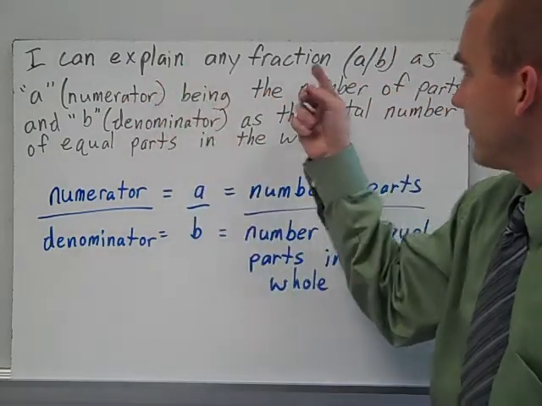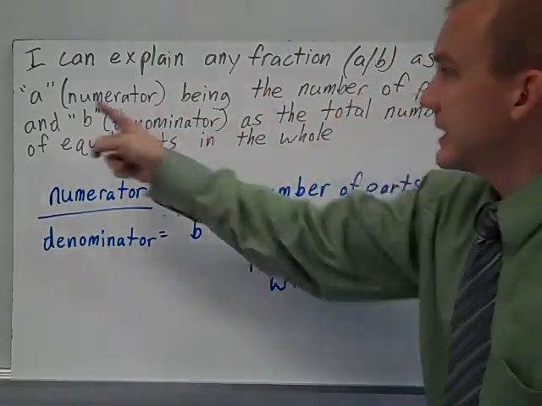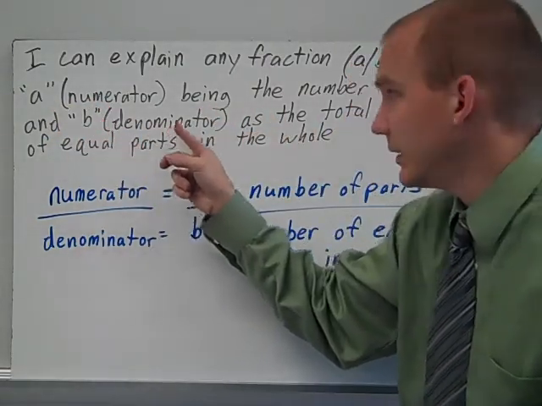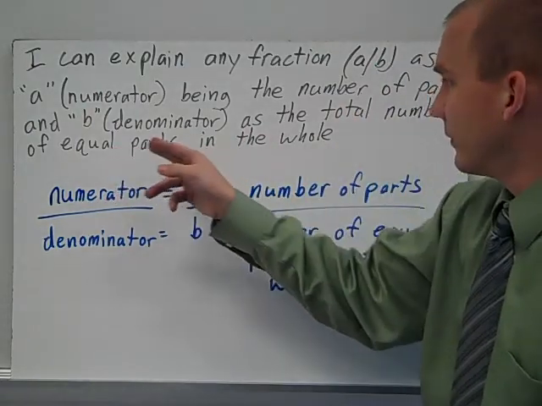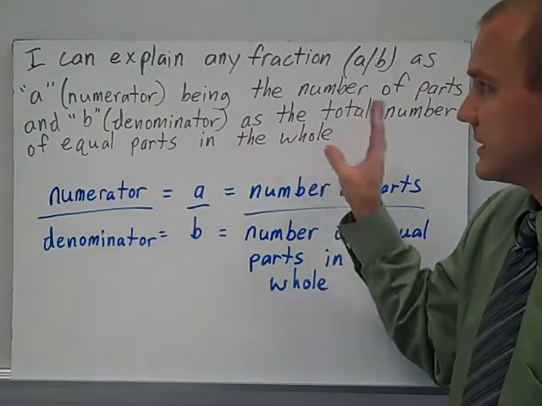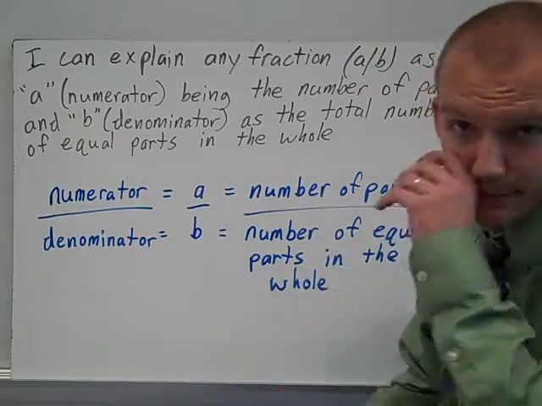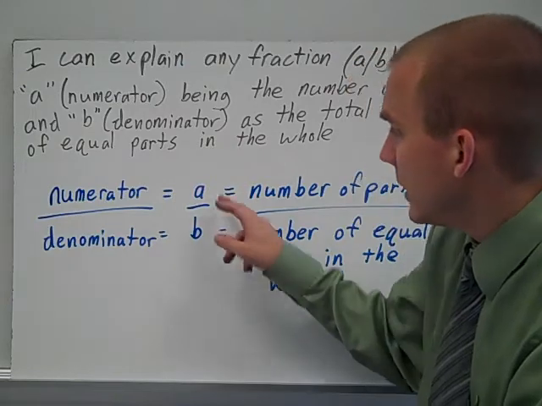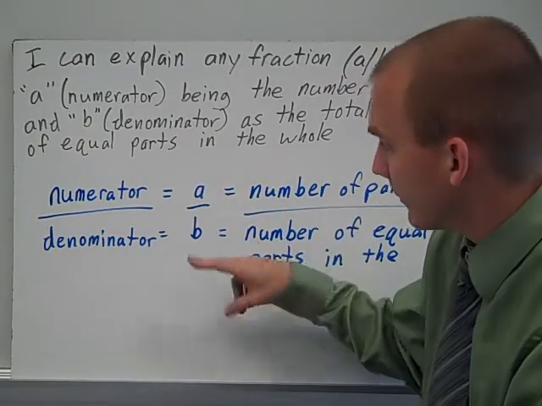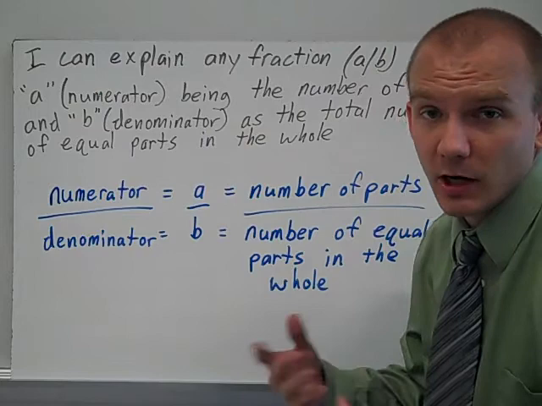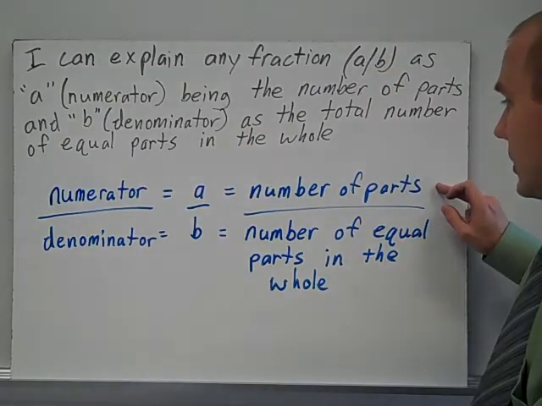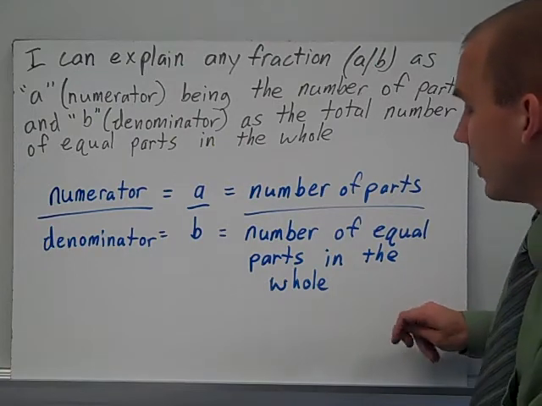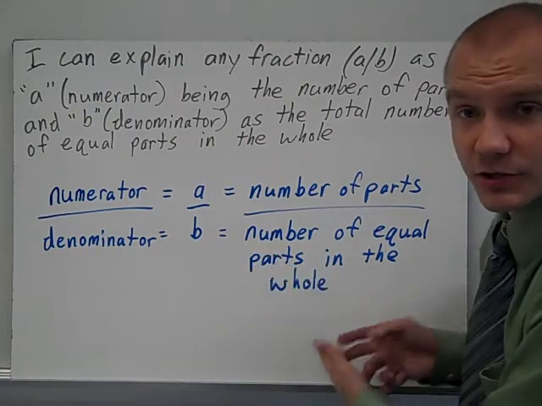I can explain any fraction, a over b, as a, the numerator, being the number of parts, and b, the denominator, as the total number of parts in the whole. What does this mean? Well, let's take a look at how I've written it out here. Basically, I want you to look at a fraction as a numerator over a denominator. And that numerator could be a, any number, and b, the denominator, could be any other number. A equals the number of parts, and b equals the number of equal parts in the whole. So you just need to be able to explain any fraction like this.